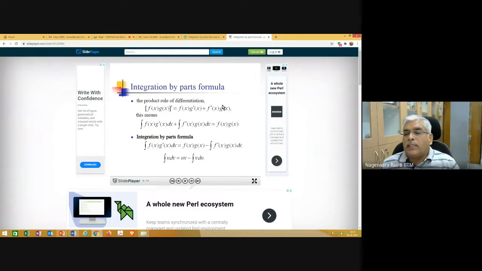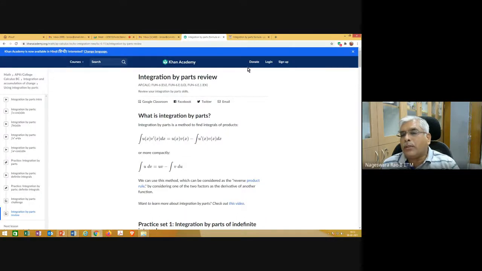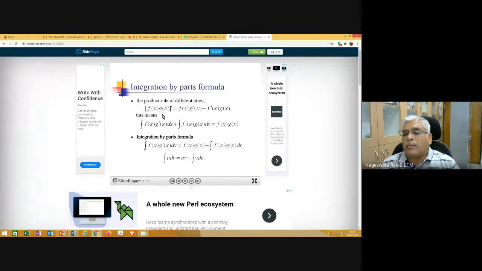Product rule of differentiation. Okay, and using product rule of differentiation, you can write the integration by parts equation. Now integrate on both sides. So this is going to be integral, and also you are taking derivative. Then it's going to be f times g. In the previous slide, u and v are used. Here f and g are used. It doesn't matter.